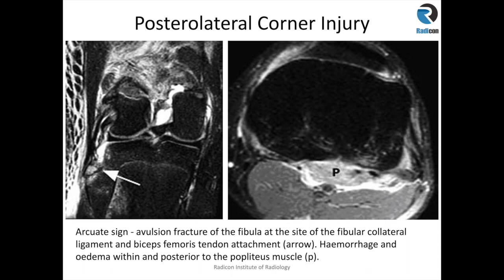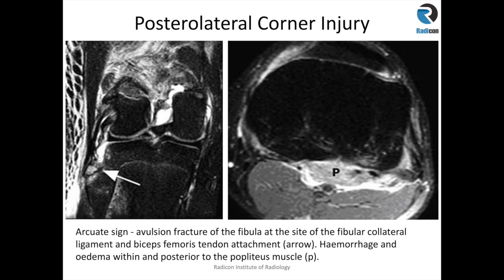So this is an example of posterolateral corner injury. You can see the arrow points towards an area of marrow edema within the fibular head, and you can see this low signal intensity line traversing it. So this is a fracture of the fibular head. So you immediately know that there has been an injury involving the posterolateral corner.